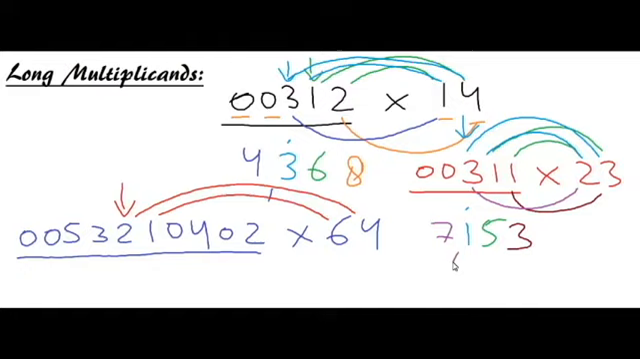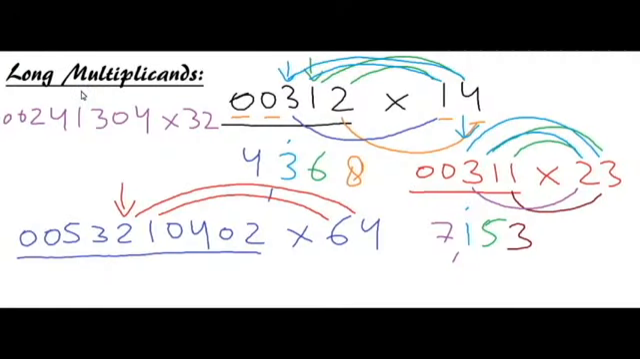Let's do one more here. 2411304 times, let's say, 32. So we'll put 2 zeros here. This is 0, by the way. Here I'll put the line. Okay, so first digit with the first digit. 4 times 2 is 8.